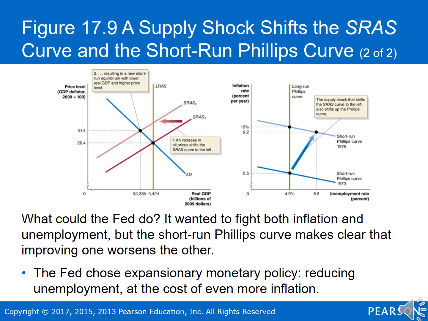So what the Federal Reserve decided to do is implement expansionary monetary policy. So they tried to reduce the unemployment rate. But that comes at a cost of even higher inflation. And that's why we saw this runaway inflation in the late 1970s that spilled into the early 1980s. Because the Federal Reserve was trying to expand the money supply, trying to fight the high unemployment. So they're trying to increase aggregate demand in order to reduce the unemployment rate. But that comes with the side effect of a higher inflation rate.